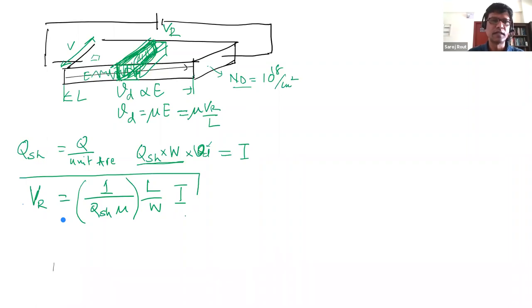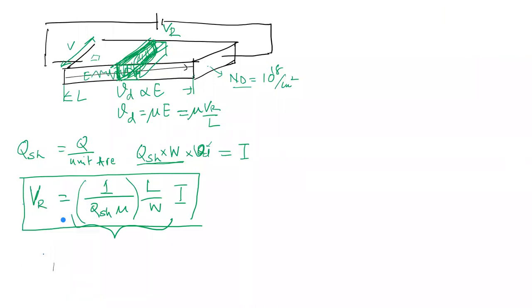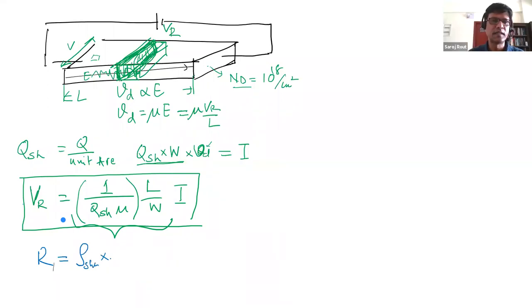What does this part here look like? Resistance, right? So for a resistive material, I do what? R sheet or rho sheet times L over W, right? So in a semiconductor, even a channel is nothing but a resistance. It's the same thing.